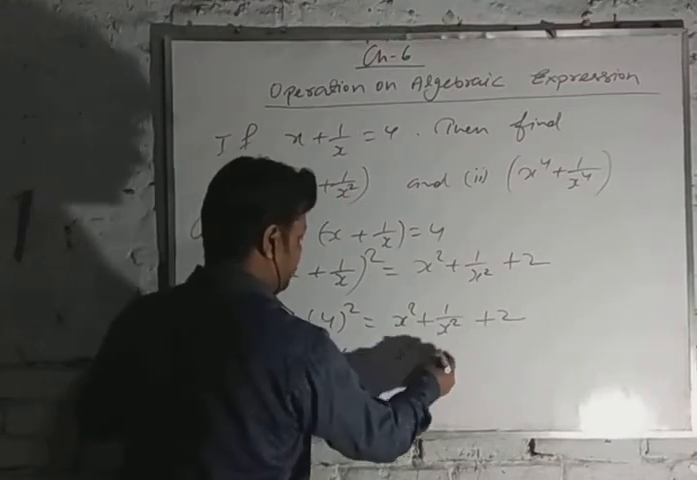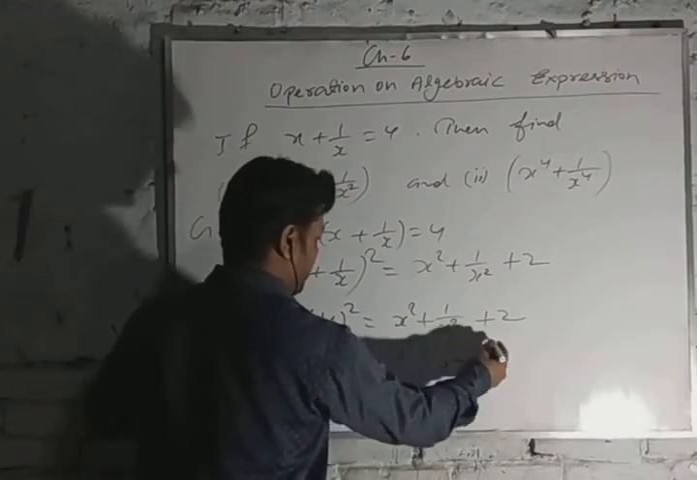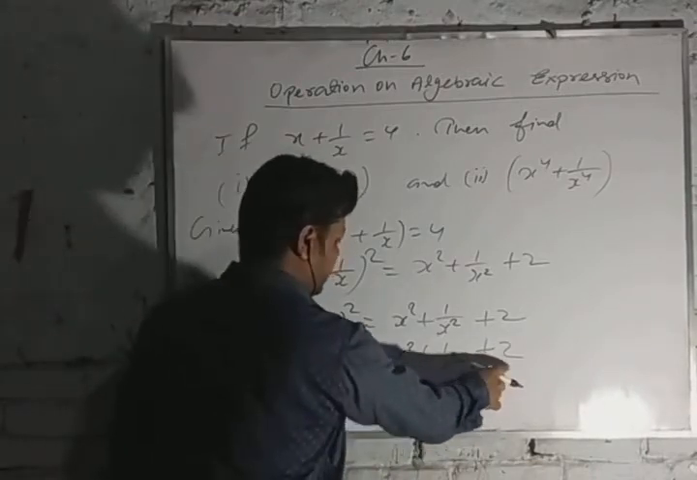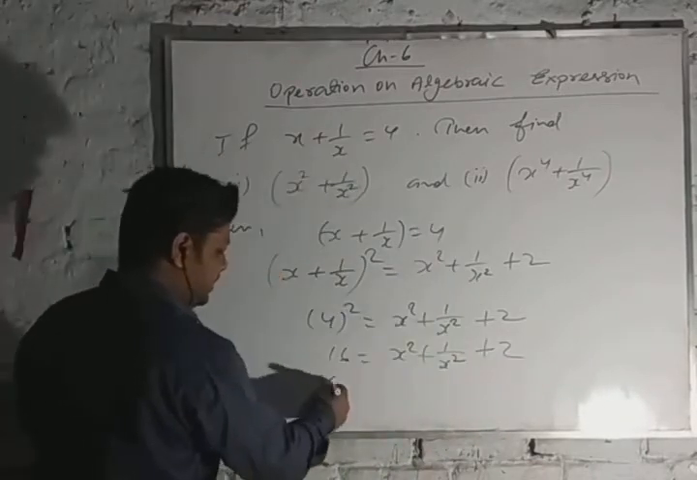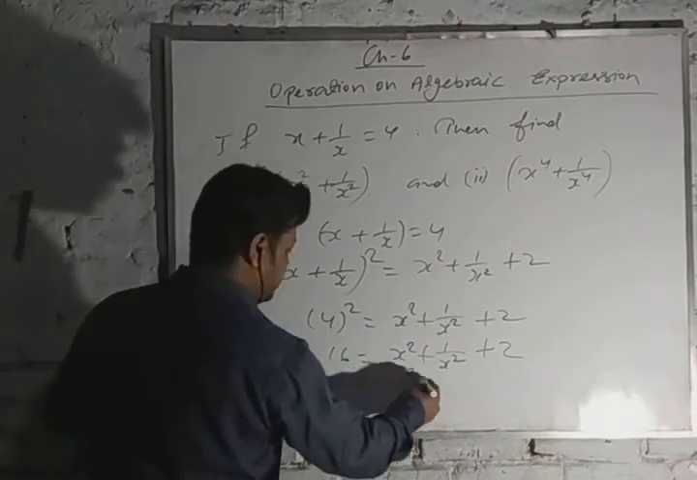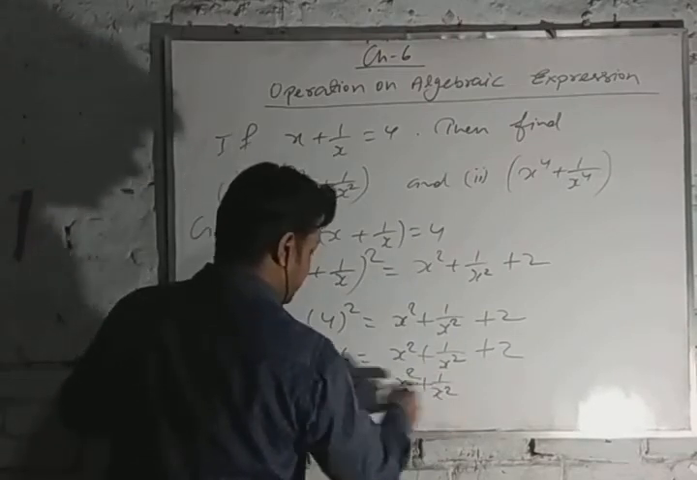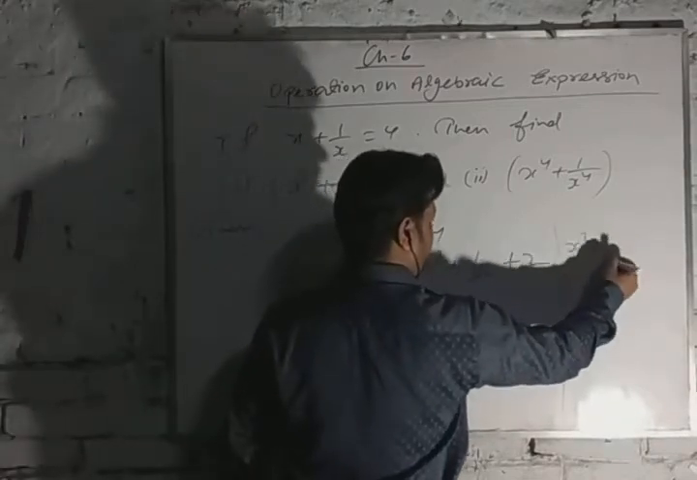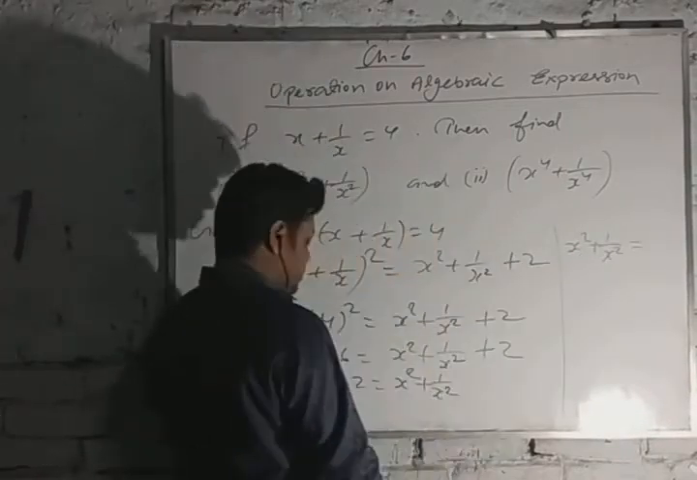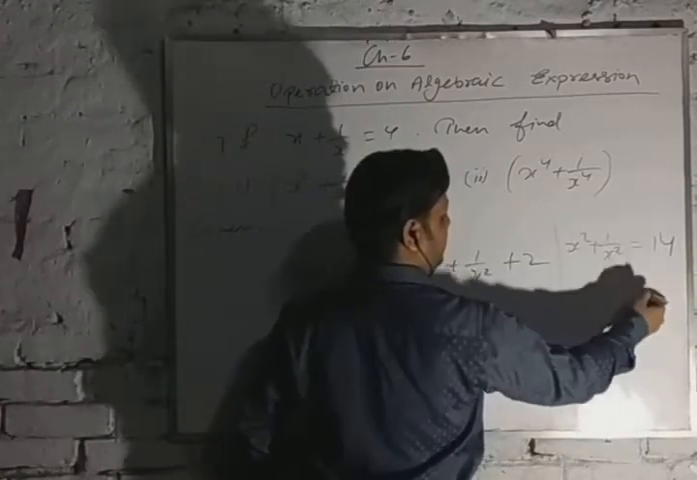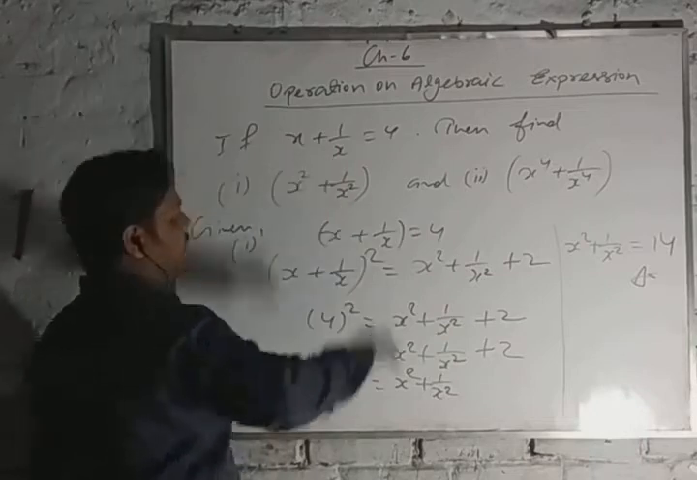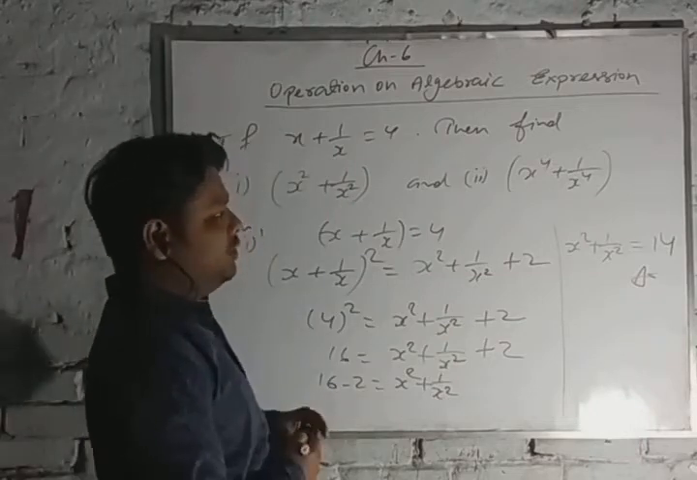Now x square plus 1 by x square plus 2. Here the value is plus 2, so when it goes to the other side, it will be minus 2. Then x square plus 1 by x square is 14. So we can say that the value of x square plus 1 by x square is equal to 14. So this will be the answer of question number 1. Okay, I hope that you all have understood.